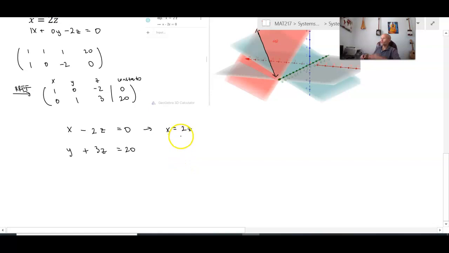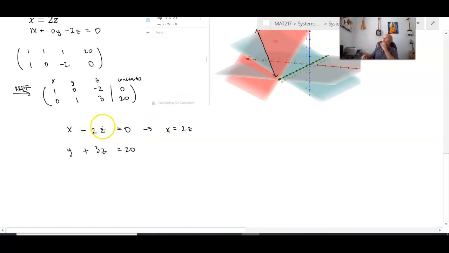Okay, now as we look at this, the only requirements of a solution for this system is that the difference between x and 2z is 0, and that the sum between y and 3z is 20. If we want to think about what values we could assign to this, we realize that this doesn't tell us x has to equal blank and y has to equal blank and z has to equal some other value.